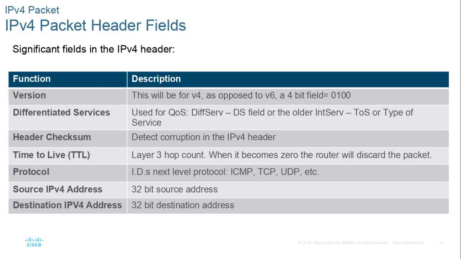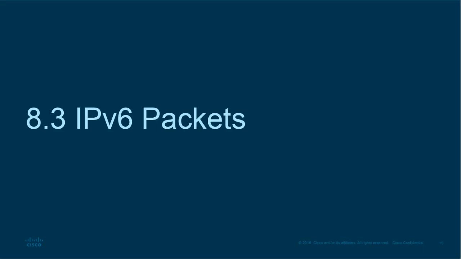The protocol field tells us what is this upper layer information that's in this IP packet. It could be a TCP or UDP segment. It could be an ICMP, like an echo request, echo reply, ping traffic. And then we have our 32-bit source address and our 32-bit destination address.